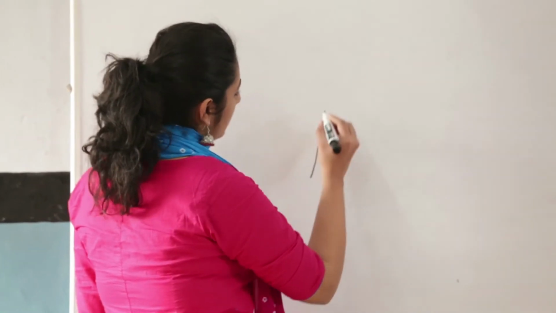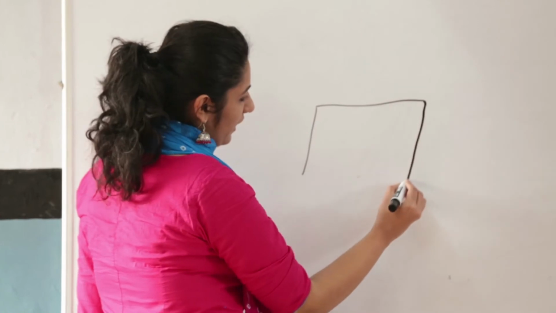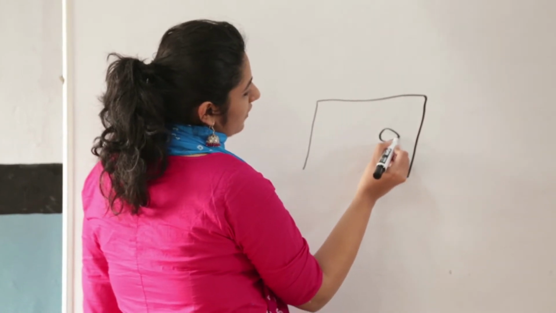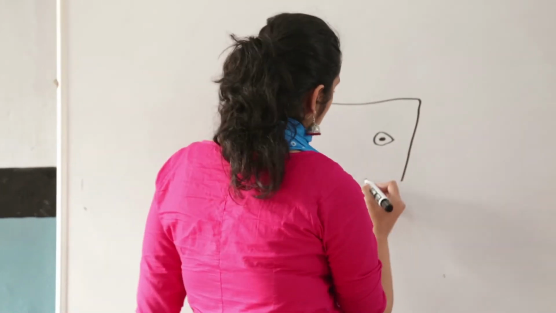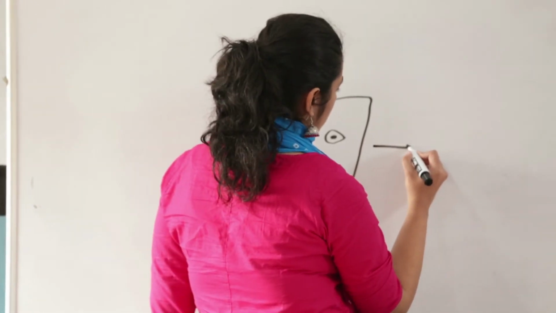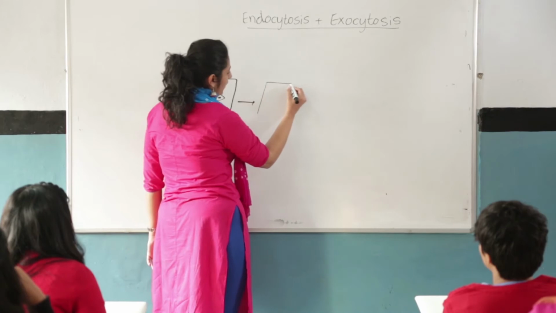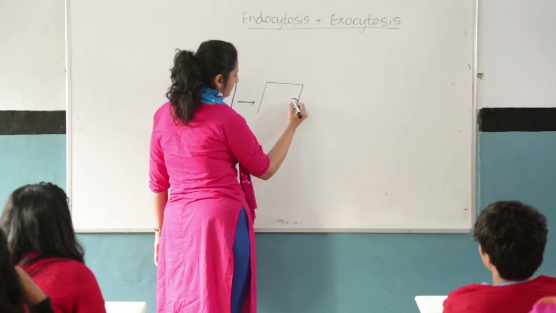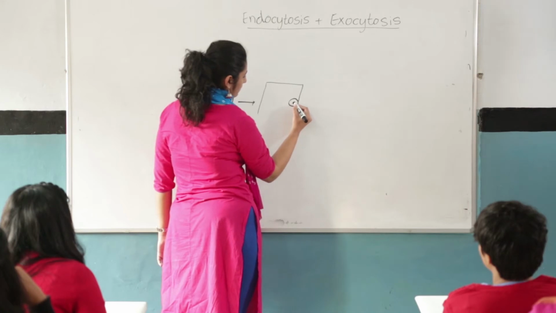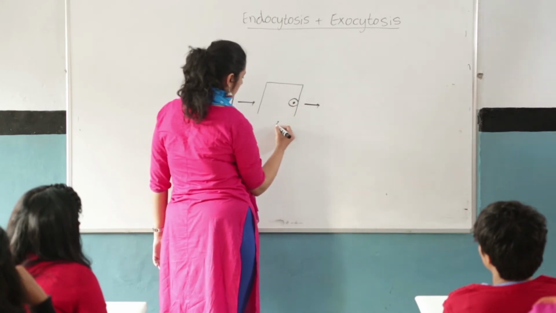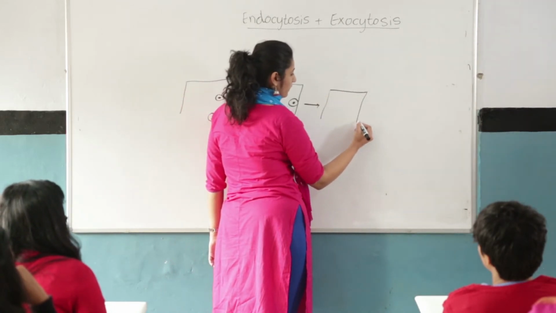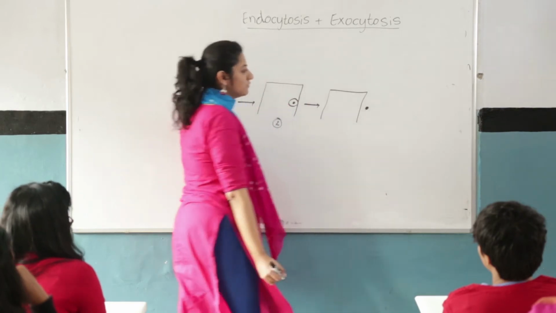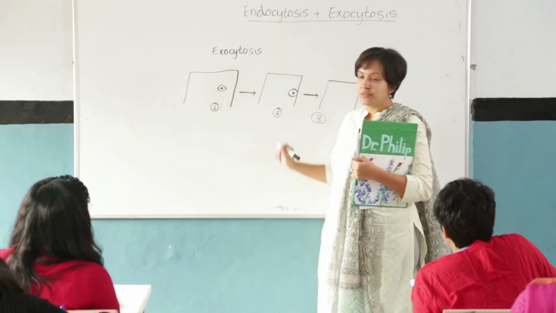So exocytosis would be quite opposite to what we saw in endocytosis. So the vesicle, which has a molecule here inside the cell, moves towards the membrane and finally moves out of the membrane. Lovely. Yeah, very good. This is how exocytosis would happen.